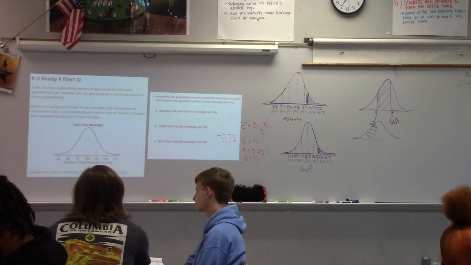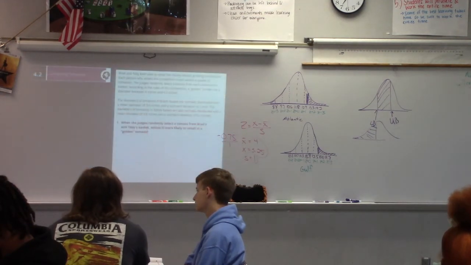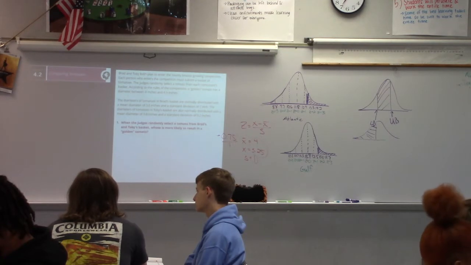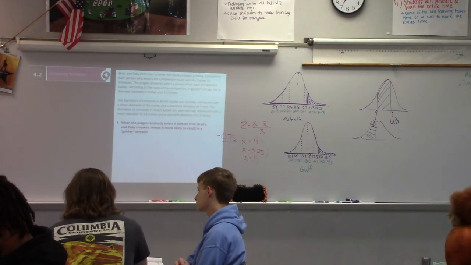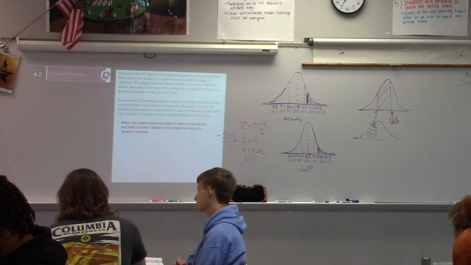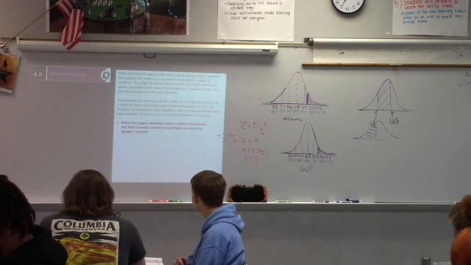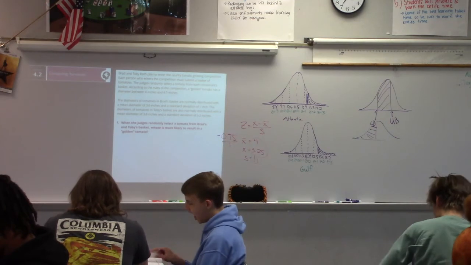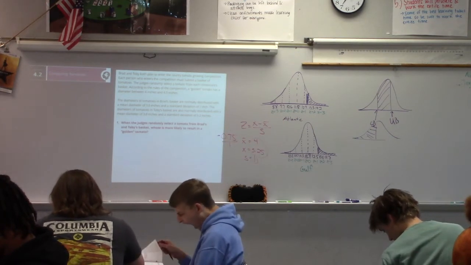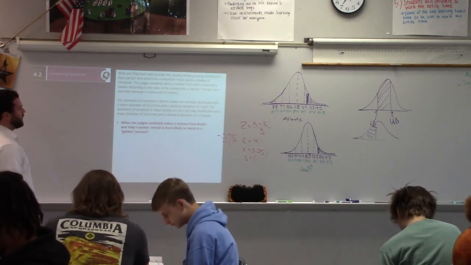The graph will help you significantly. All right, so we're here on activity 4.2, comparing tomatoes. Brad and Toby both plan to enter the county tomato growing competition. Each person who enters the competition must submit a basket of tomatoes. The judges randomly select a tomato from each contestant's basket. According to the rules of the competition, a golden tomato has a diameter between 4 inches and 4.5 inches.